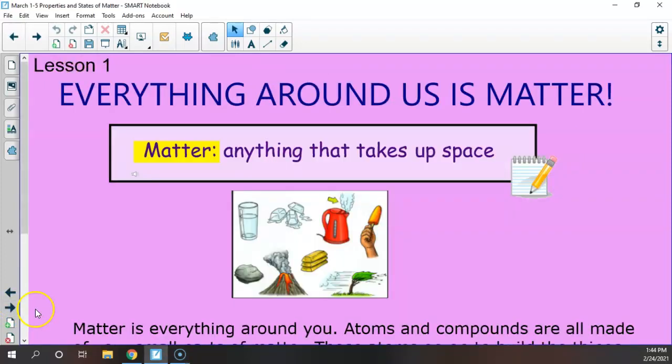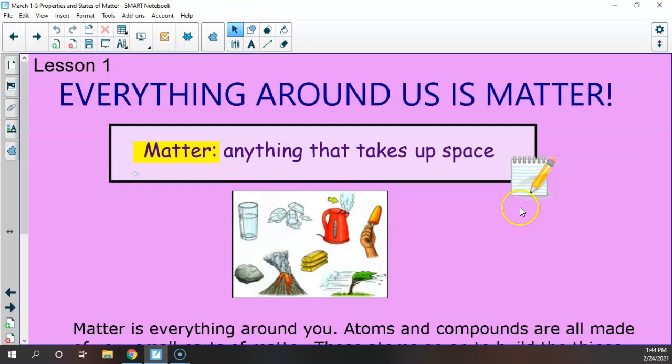All right, so one thing you should know about matter is that just about everything around us is matter. So see this little notebook and pencil? That's a clue to you that that's something you should write down. So I want in your notebook for you to write down the definition of matter. Matter is anything that takes up space. So pause and write.